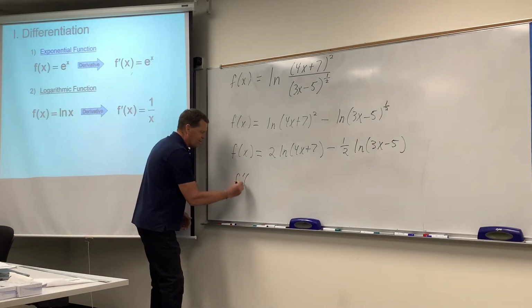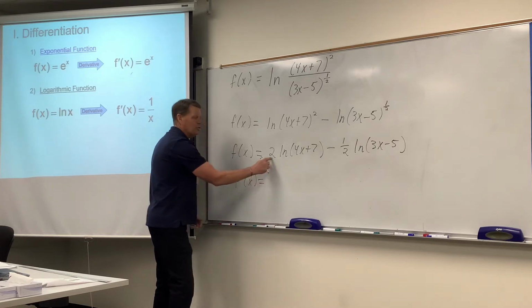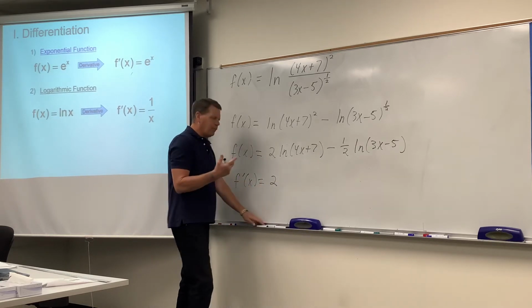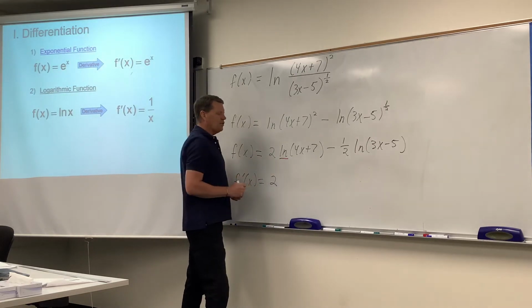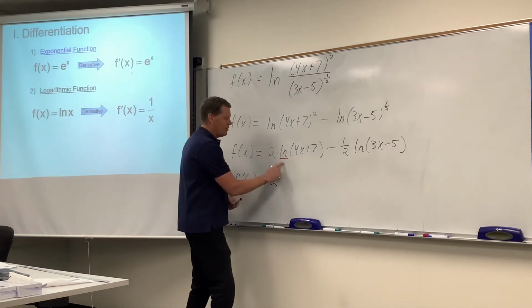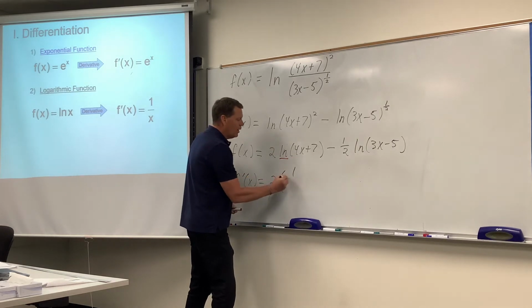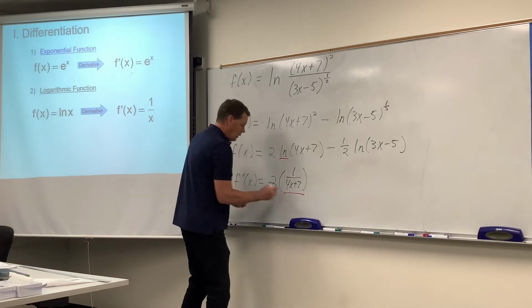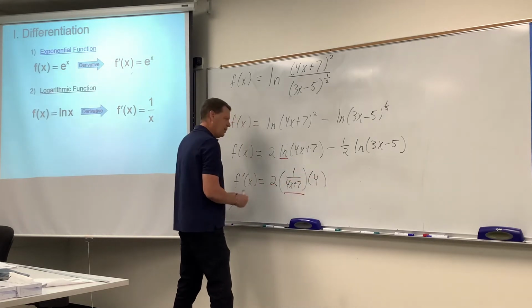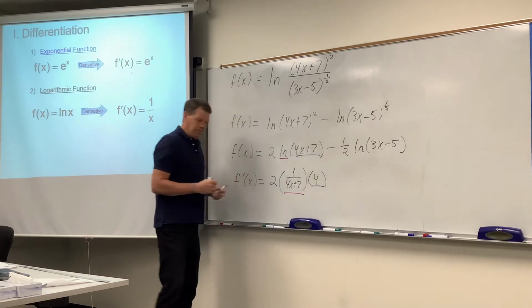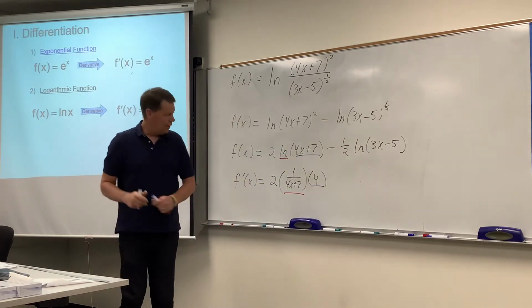This is very similar to some of them we've seen earlier. 2 is just a coefficient. When you differentiate, coefficients carry down. Outside, inside, chain, natural log of something, 1 over that something, times the derivative of what's inside, which is just 4. There you go. This is very similar to ones that we've seen earlier.